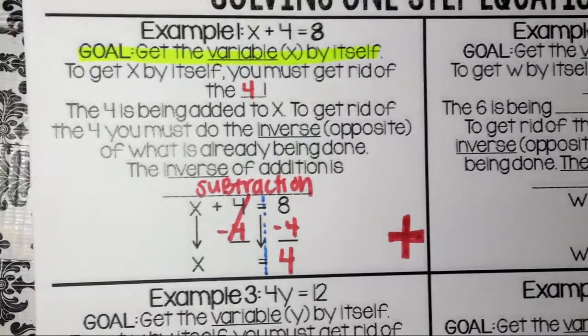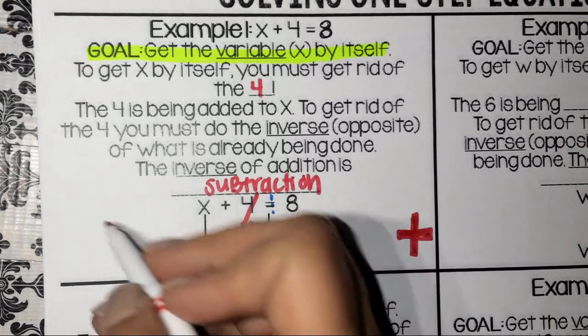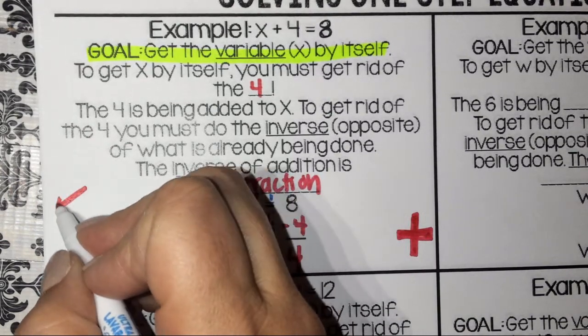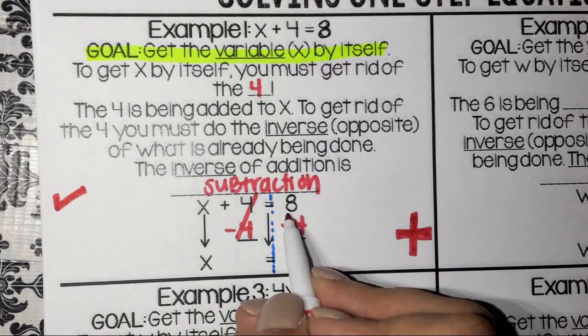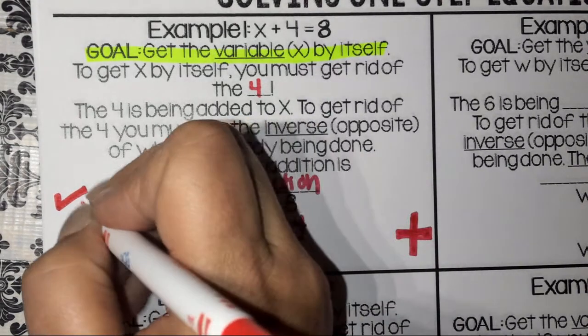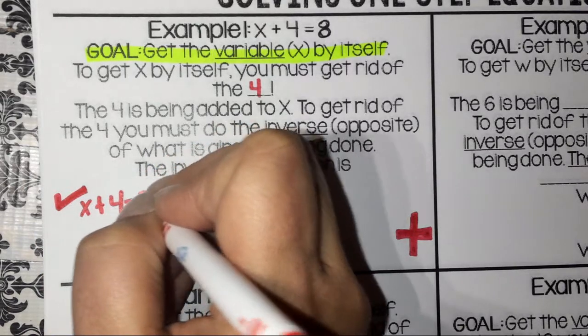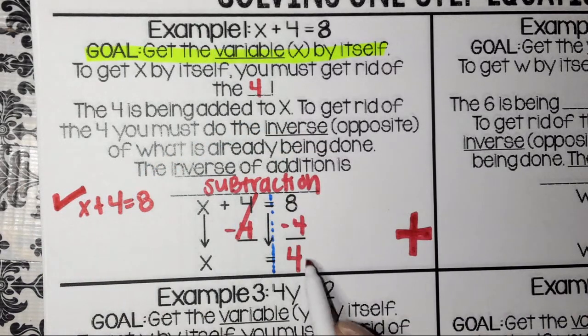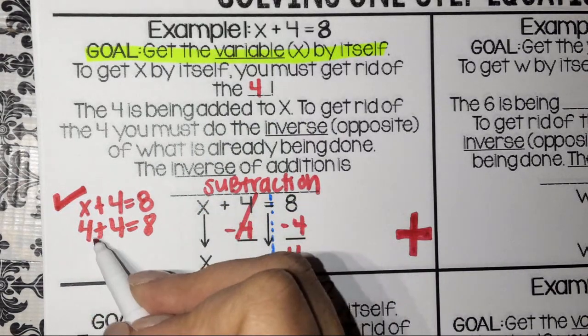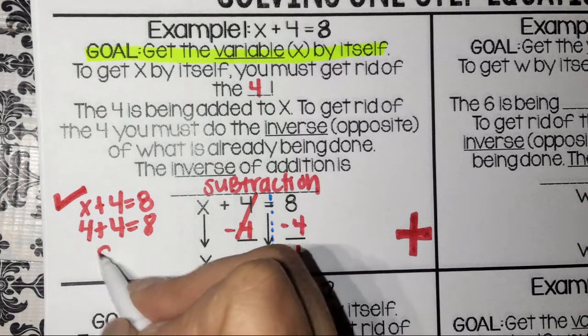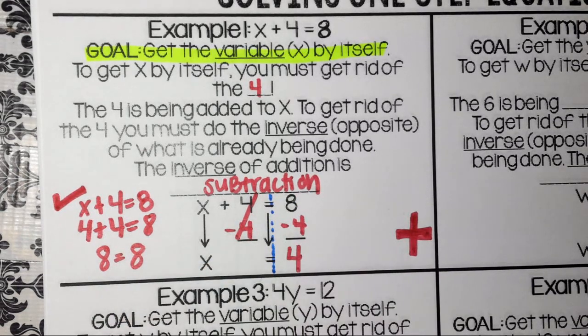Now, we're not quite done yet, okay? And yes, I'm going to require you to do this. You have to check your work. So we're going to start off by writing my equation. x plus 4 equals 8. I'm going to plug my value for x in. So 4 plus 4 equals 8. What is 4 plus 4? 8. And that equals 8.